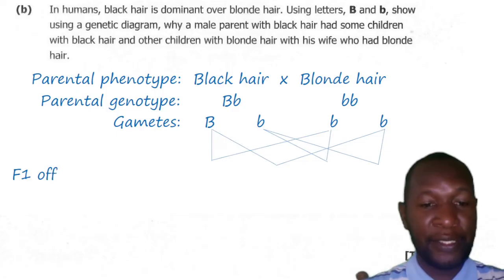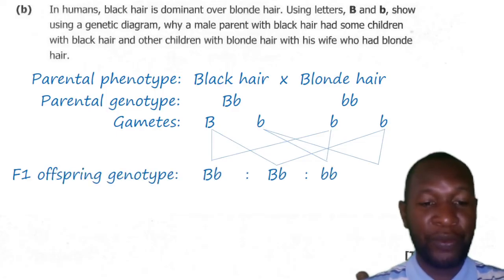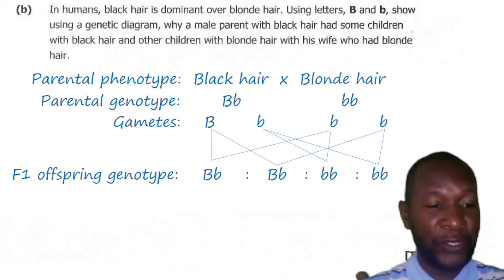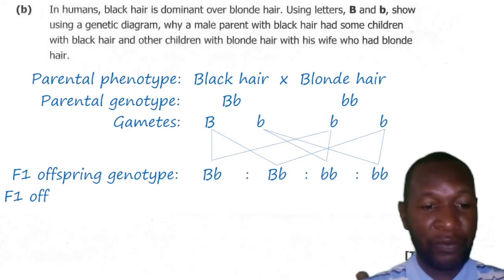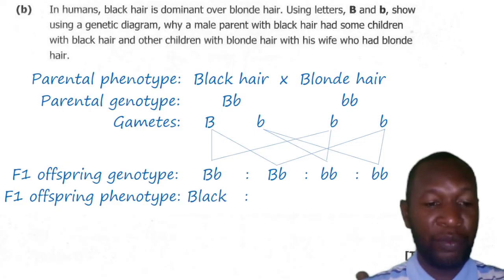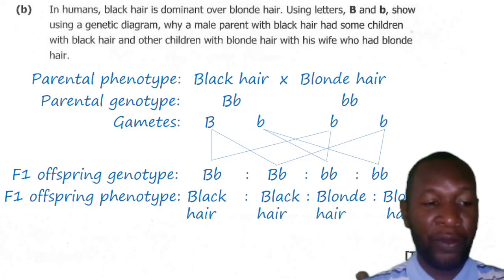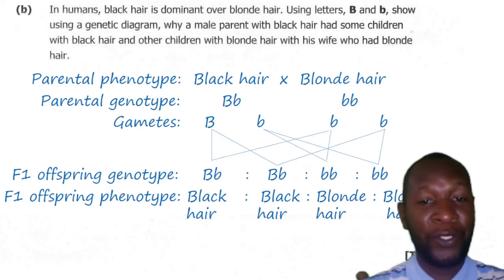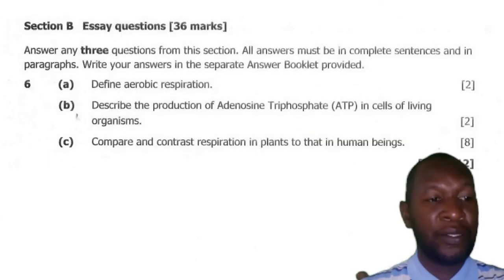After we've written this, we'll now indicate that this is our F1 offspring genotype. This will give us heterozygous with heterozygous and the homozygous with the homozygous. Since we have heterozygous, the heterozygous will be black hair and the homozygous will be blonde hair. So this will be our F1 offspring genotype. So this is how you show your genetic diagram.